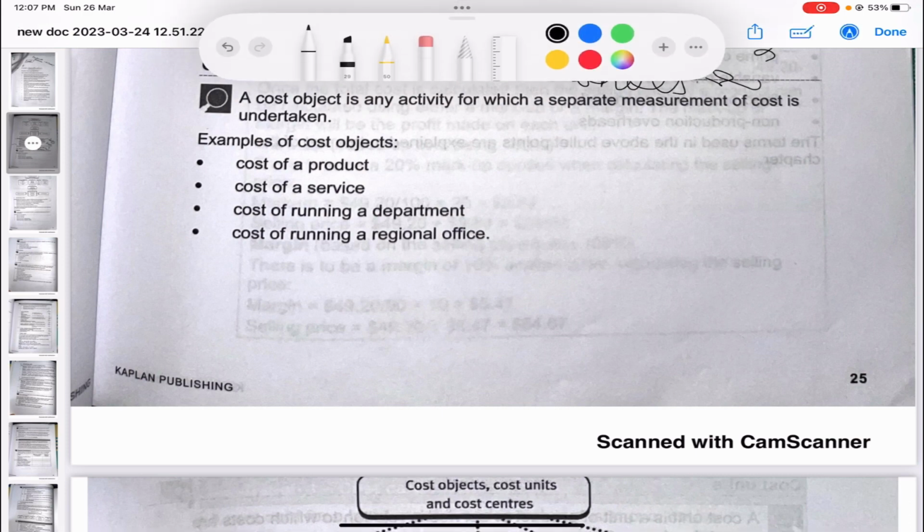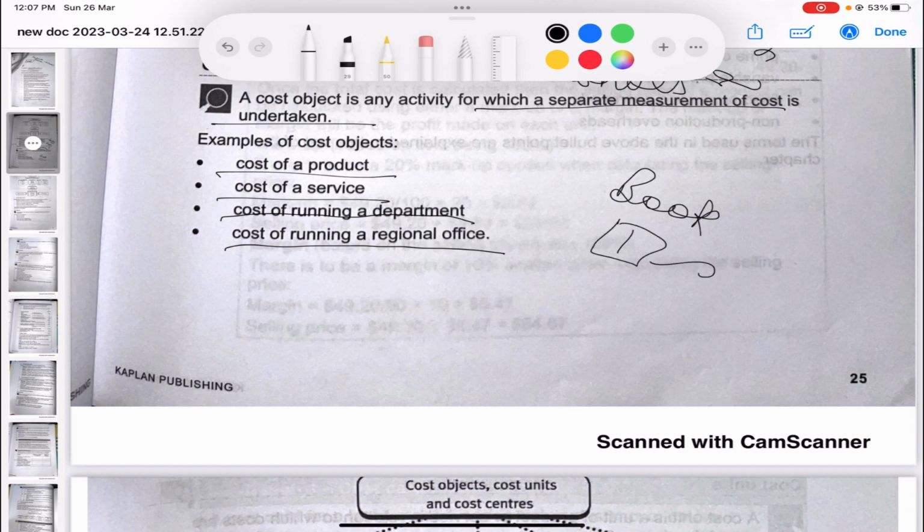A cost object is any activity for which a separate measurement of cost is undertaken. So like I told you, cost of a product, cost of a service, cost of running a department, cost of running a regional office. For every particular thing, the measurement of cost is different. That is known as a cost object. For example, if I have a books business, then one book is my cost object, right? That is what they are referring to as the cost object.